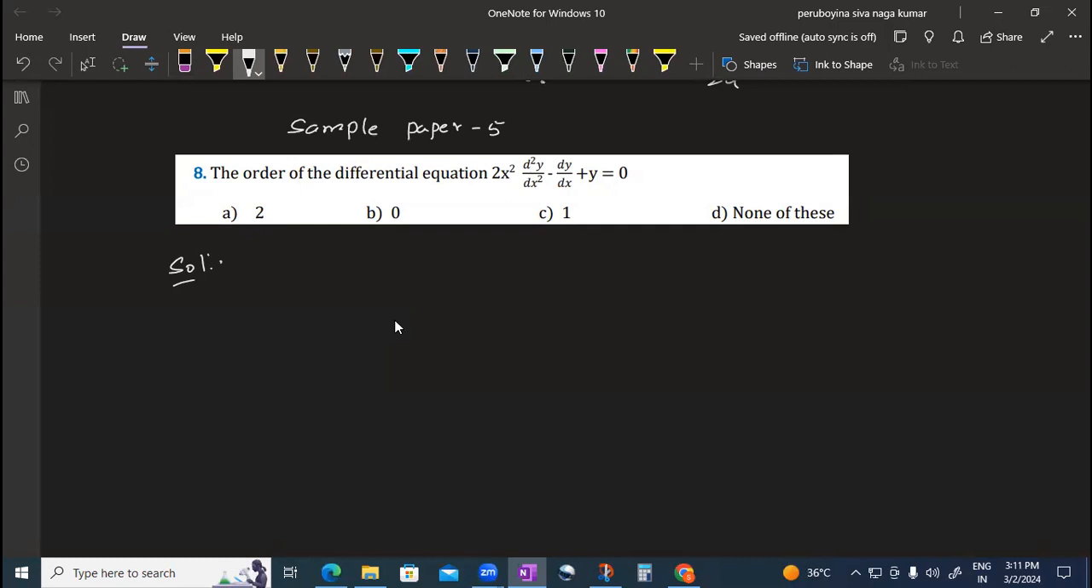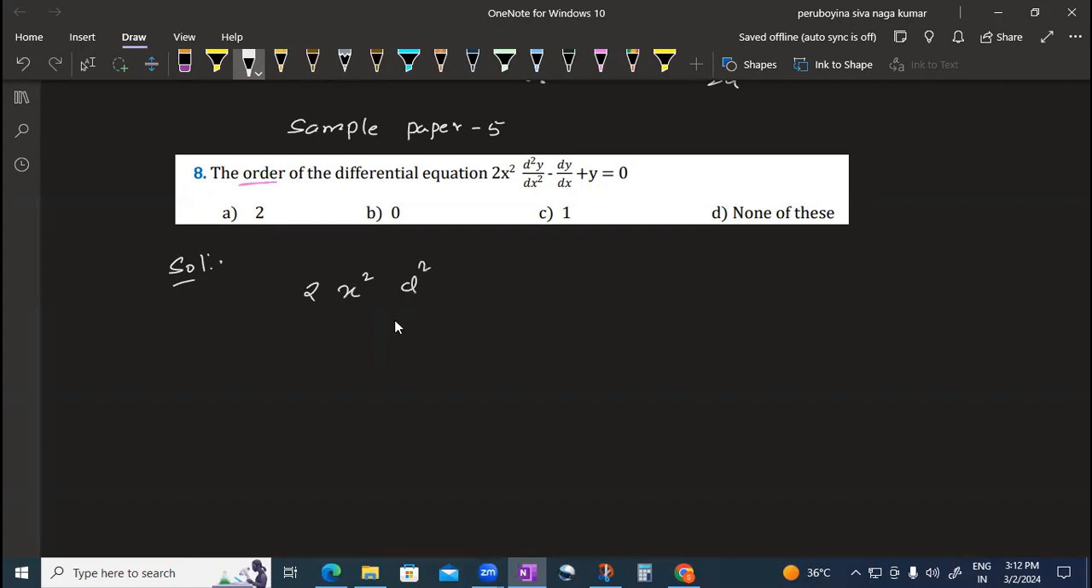Sample paper 5, question number 8. The differential equation order. What does order mean? Order means the highest derivative. So let us consider the given DE.